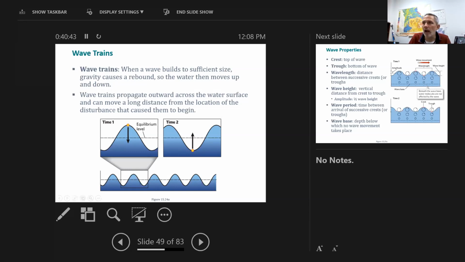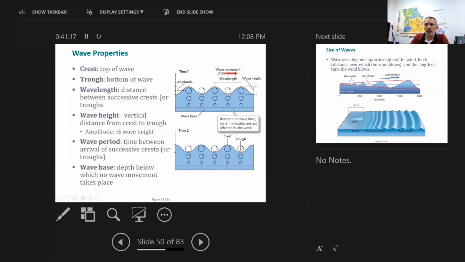And so if we take a look at an object in the water, this dot being this water particle in the water, this yellow dot is moving up and down, up and down. It is not moving along the shore. It's only when the wave breaks that we actually have any horizontal movement of this water. And so when we start looking at these wave trains, when a wave builds up sufficient size, the gravity is causing it to rebound and moving up and down.